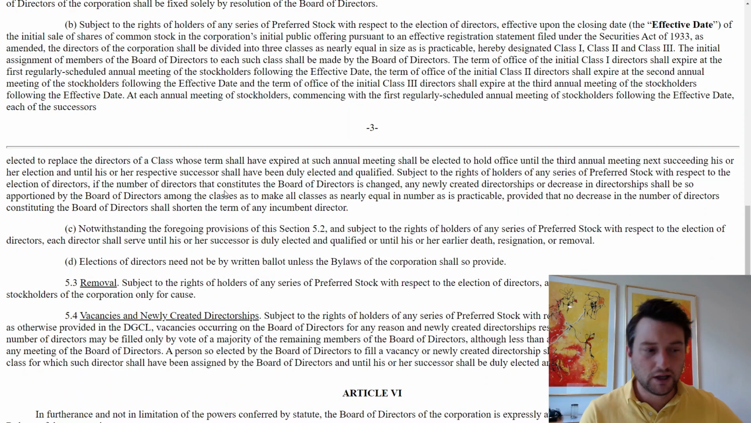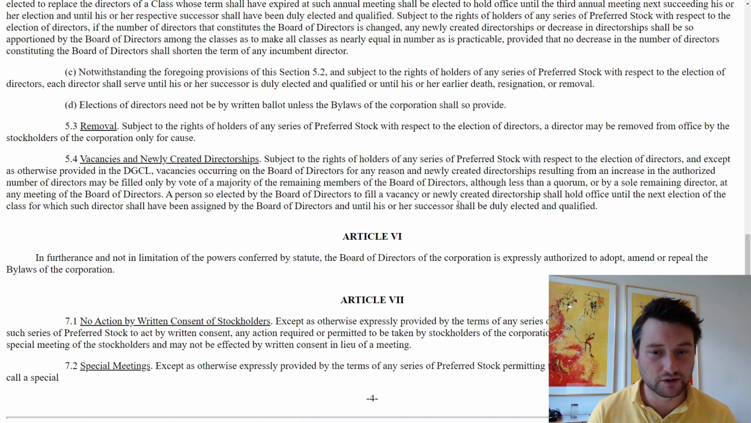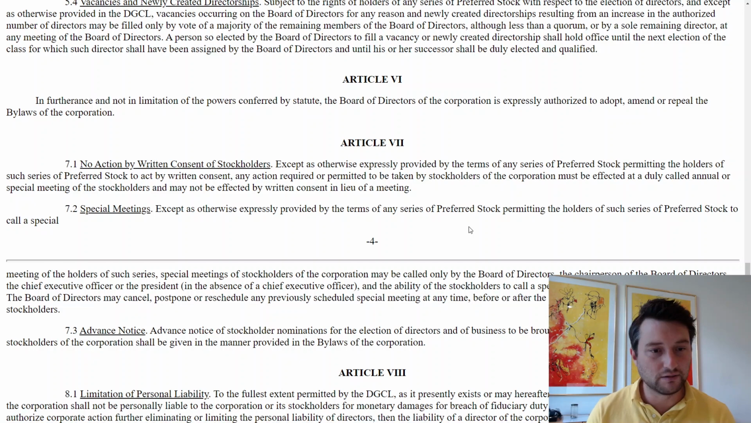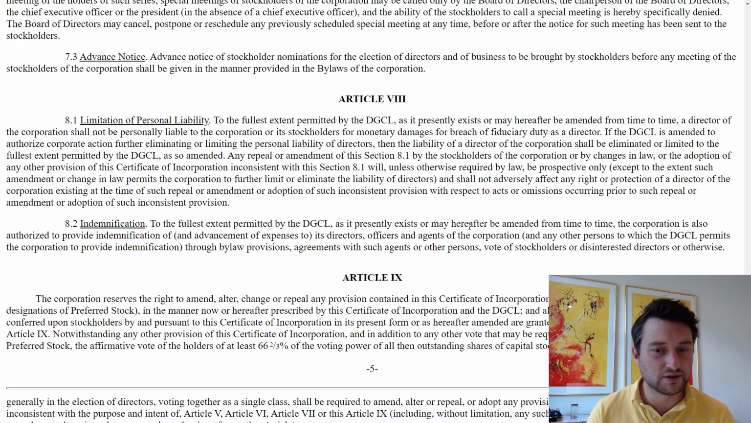So if you've got a much more complicated certificate of incorporation, this is generally where I would recommend you get an attorney. Obviously, I always recommend you get an attorney before you form any kind of entity. But if it comes down to this, and your certificate of incorporation is this complicated and lengthy, you probably want a lawyer to review it for you. Okay, so more information on removal and vacancies. And then let's see, what else we've got here? So special meetings, notices, and then, okay, so here's that limitation on liability, right?